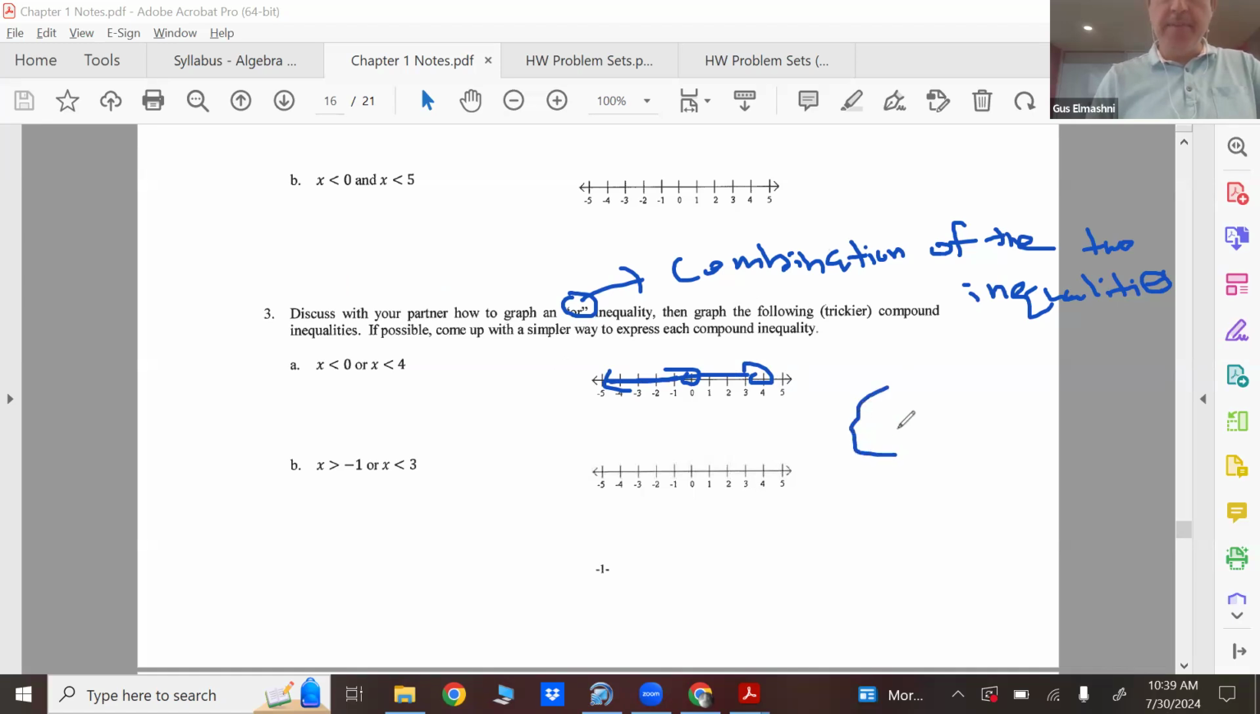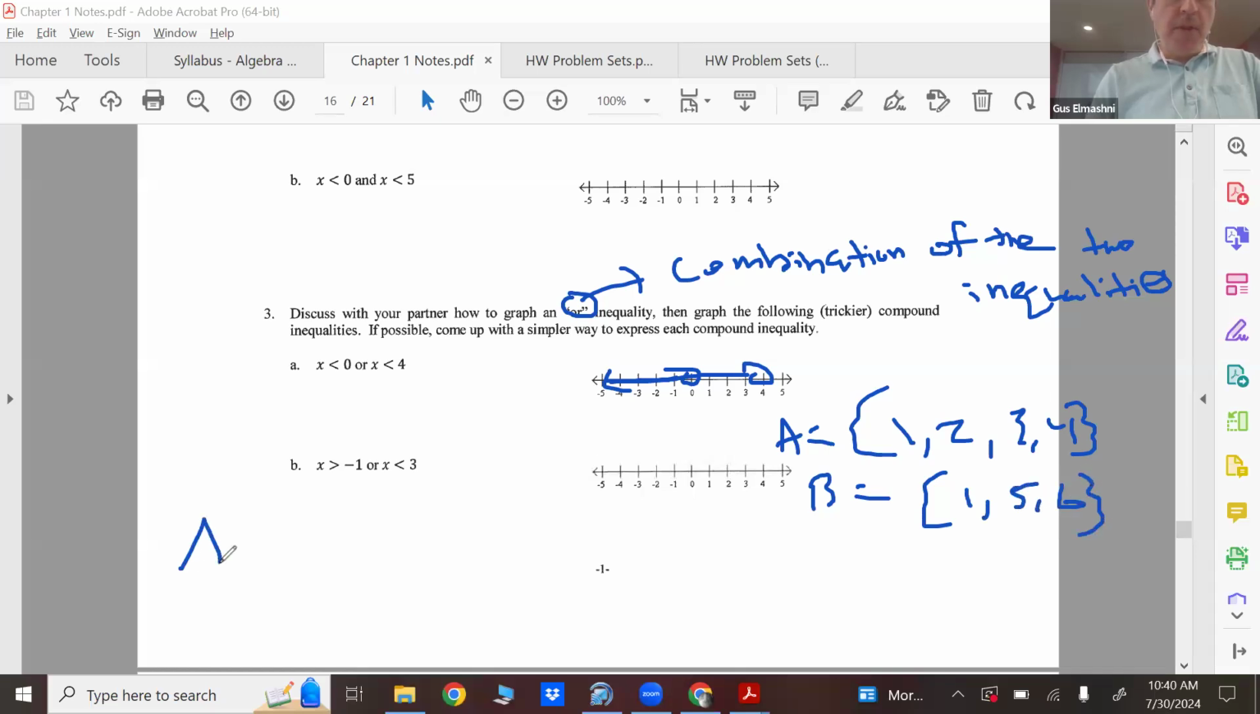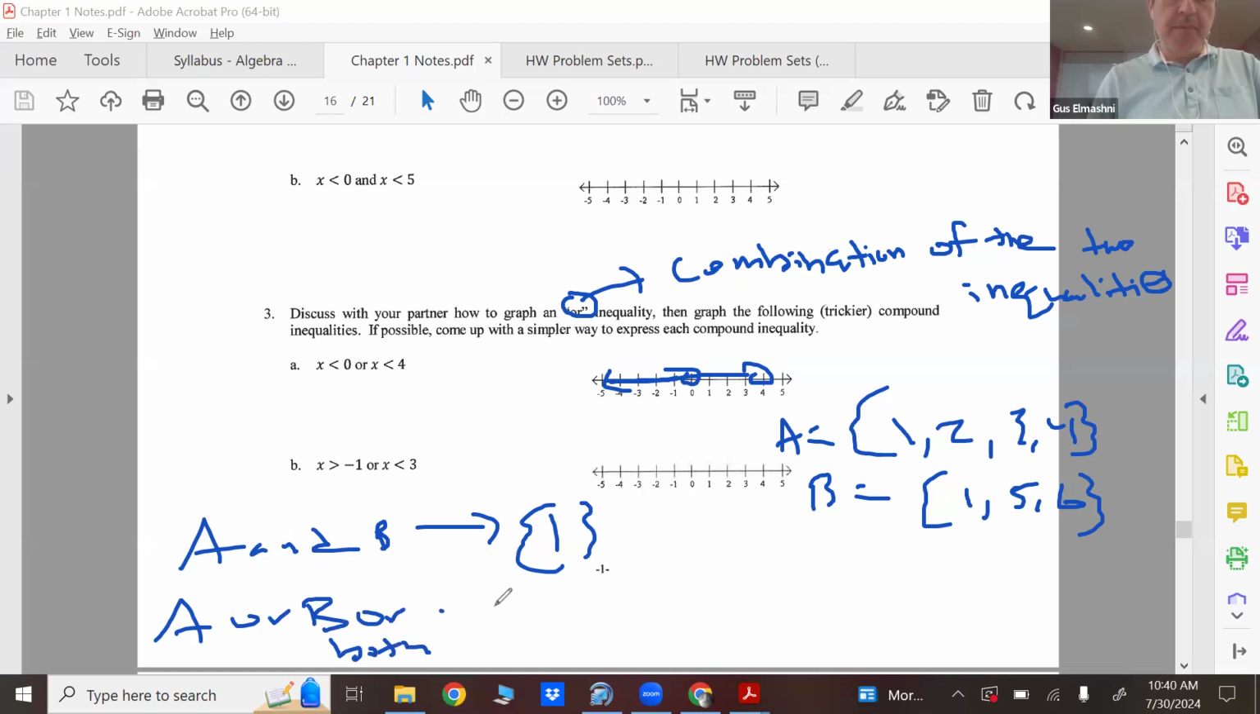One way you could think of it, you might have learned this back in the day: say this is set A, and say this is set B. If you want A and B, what's in both A and B? That has to be 1. If you want A or B, or it could be both, it's a combination of all that. So 1, 2, 3, 4, 5, 6.